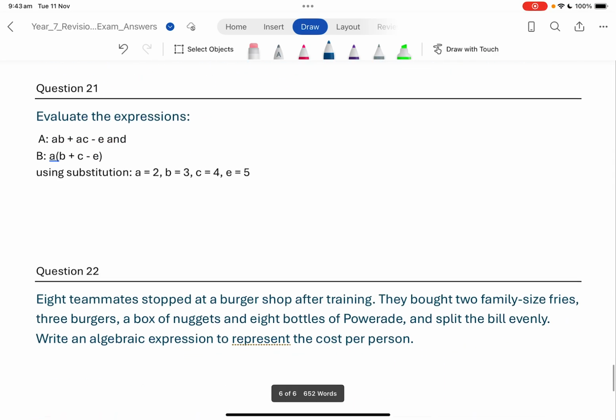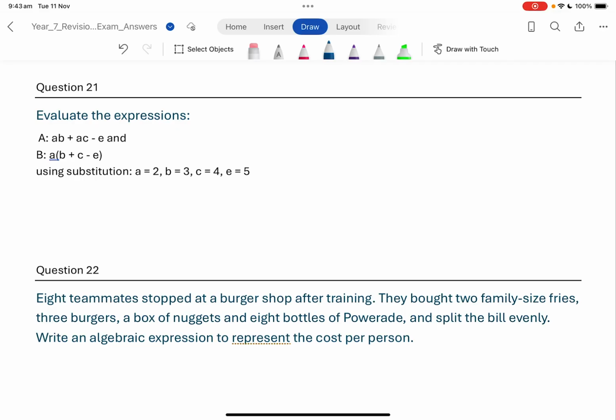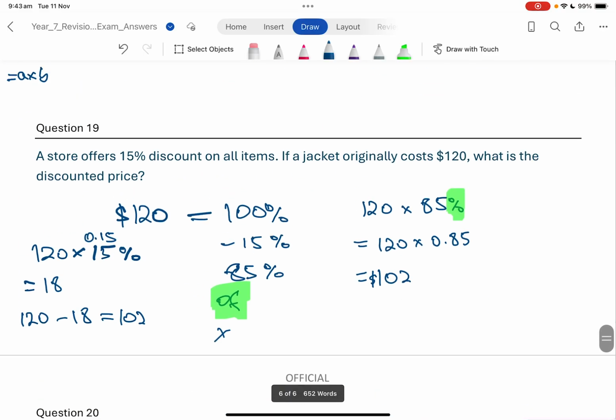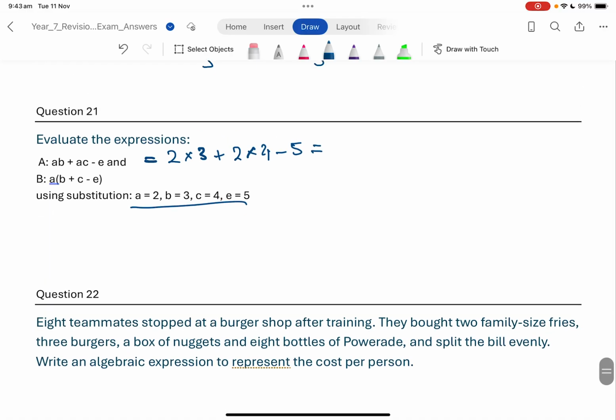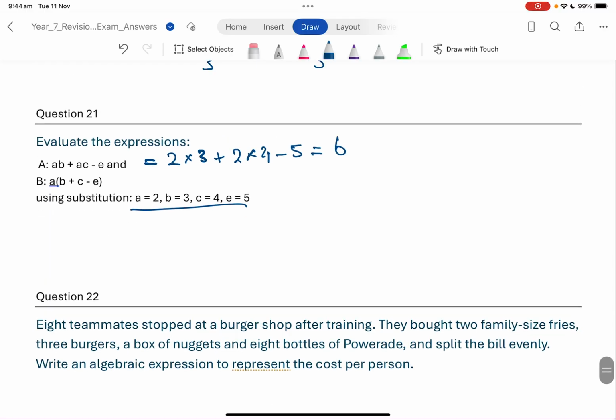All right, we've got to evaluate some more expressions. So once again, using the values down here, AB is going to be equal to 2 times 3 plus 2 times 4 minus 5. This looks really familiar, actually. Is this the same question? Yeah, it is. Oh, well, you get to practice it twice. We've got 6 plus 8 minus 5, which once again was 14 minus 5, which same answer is 9.